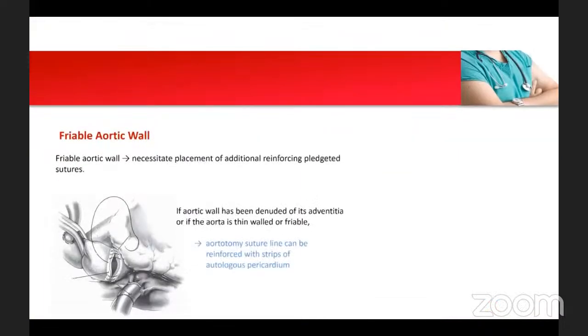Having a friable and weak aortic wall may require placement of additional reinforcing braided suture, especially if the aortic wall has been denuded of its adventitia, or if the aorta is thin-walled or friable. And the aortotomy suture line can be reinforced with strips of autologous pericardium.